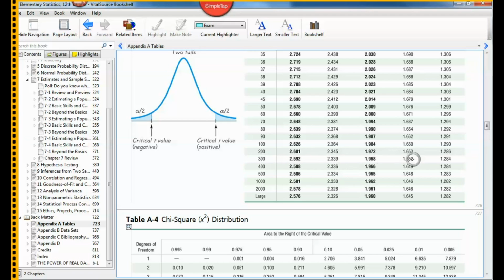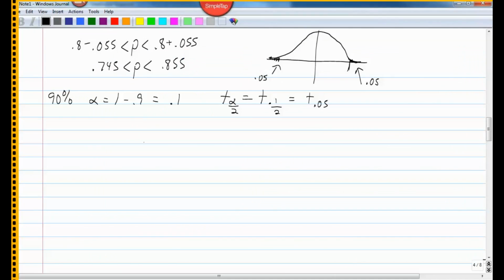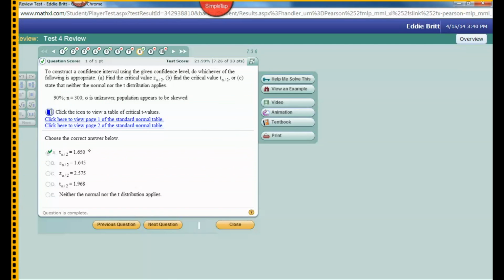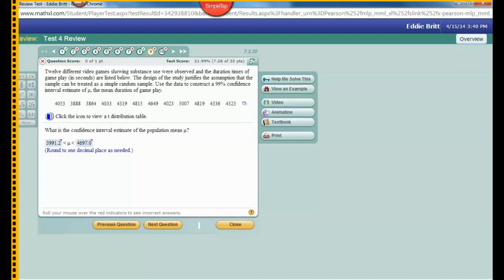Now remember which column we were in? We're in this column right here. So 300 over to that column is 1.650. So that is your critical t-score, 1.650. So my critical t is 1.650 right there. All right, let's look at the next problem.